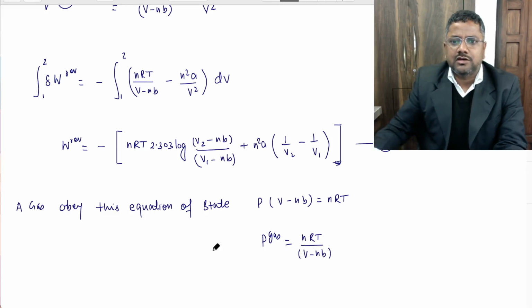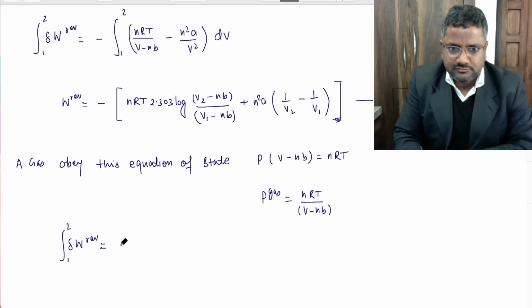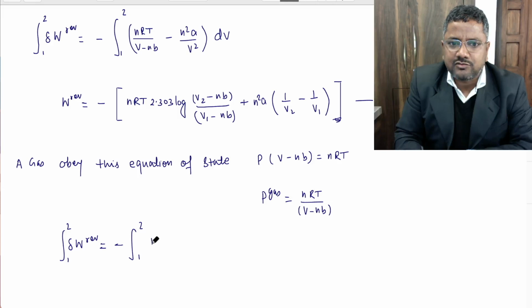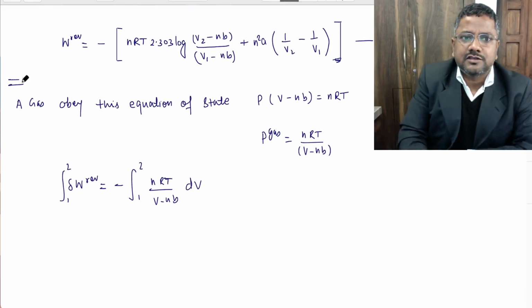So now your formula, ΔW reversible, is equal to minus integral from 1 to 2 of P gas, you can put this, nRT by (V − nb), into dV. Now you can integrate this. So this is the second case.